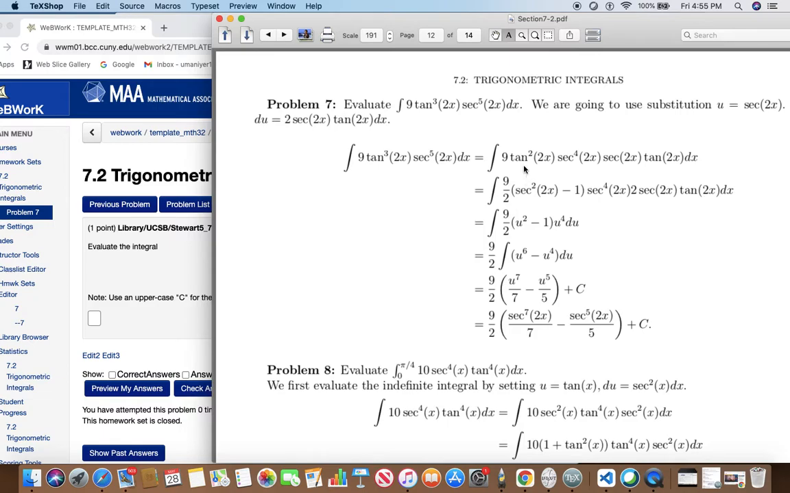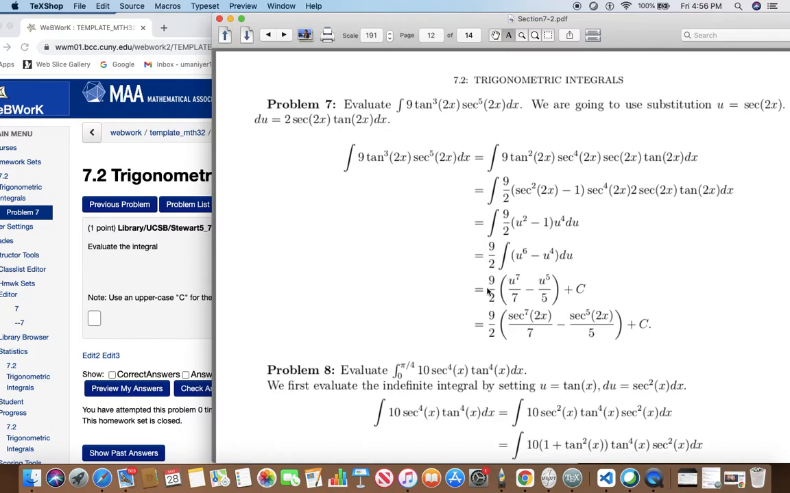So 9 over 2, tan squared 2x, and 2 secant 2x tan 2x. That's what happens. Now tan squared 2x is secant squared 2x minus 1. So 9 over 2, u squared minus 1, u to the power 4, u being secant 2x. All of this along with the 2 is du. Get the 9 by 2 outside, distribute the u to the 4th power. You have 9 by 2 integral of u to the 6th power minus u to the 4th power du.